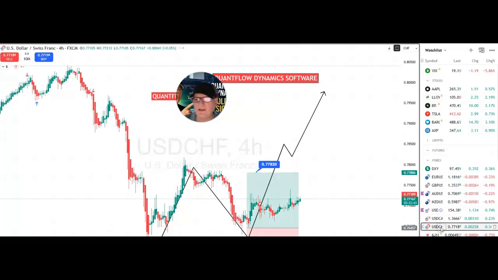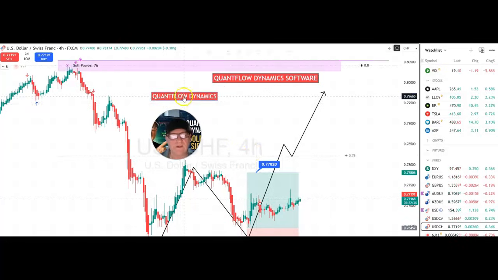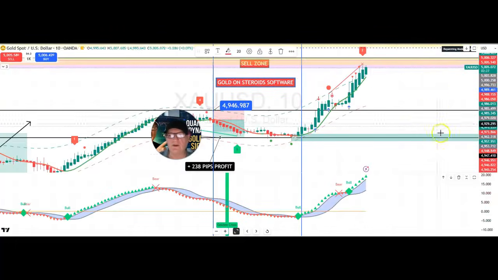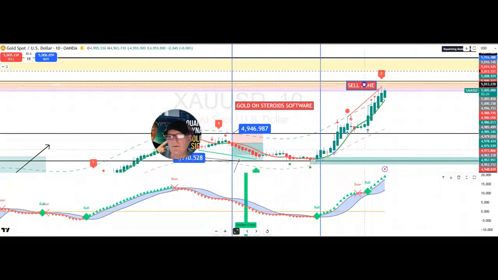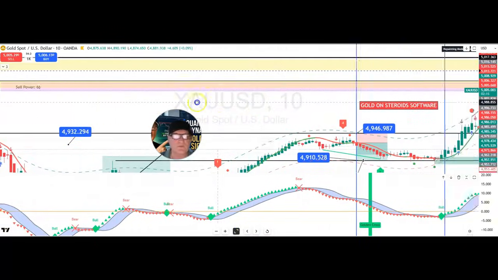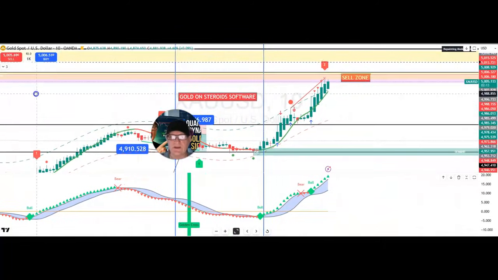So while we await the FOMC meeting, of course we'll wait for that, and I'll update you with any updates if there are any. Of course it depends on what they say, and we'll have some fresh charts ready for tomorrow. Just another quick look at gold. Gold 5,005. Hitting a sell zone now, as we can see here, but if you're not into reversals, then just stick with the Gold on Steroids setting.